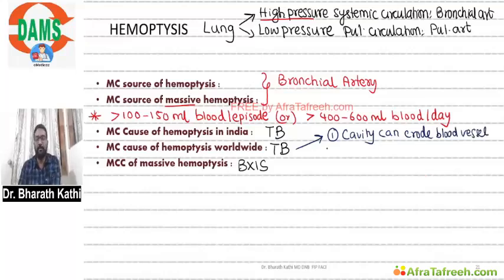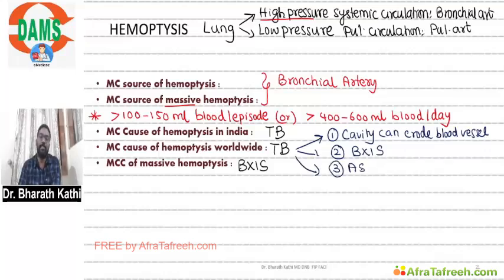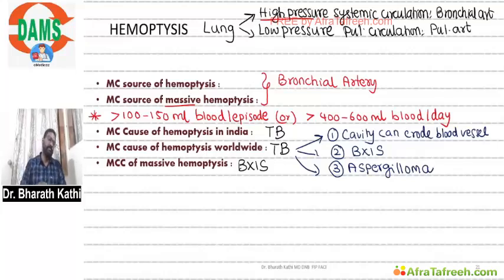And TB itself can cause bronchiectasis, so that can be responsible for hemoptysis. Within the TB cavity, there can be an aspergilloma, which can also be responsible for hemoptysis. So when there is a TB patient with hemoptysis, the examiner will expect you to say it can be due to a cavity, bronchiectasis, or aspergilloma.